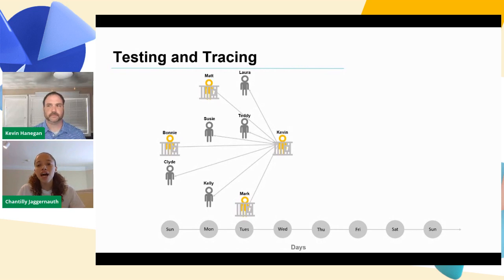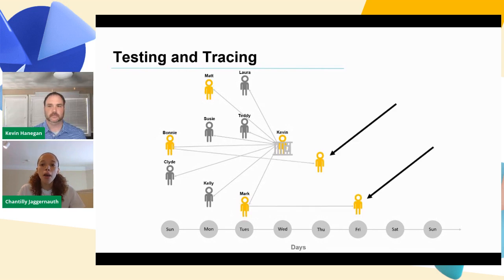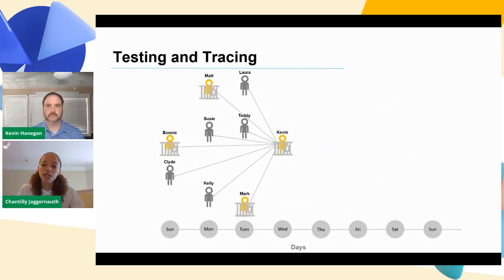Had Mark, Matt, and Bonnie kept walking around, Bonnie would have infected one person on Thursday, and Mark might have infected someone on Friday. But now they don't. Those nameless people disappear. Success. Contact tracing from Kevin couldn't help Mark, Matt, and Bonnie because it was too late. But now we've kept 2 more people from getting it. But maybe we can do more.